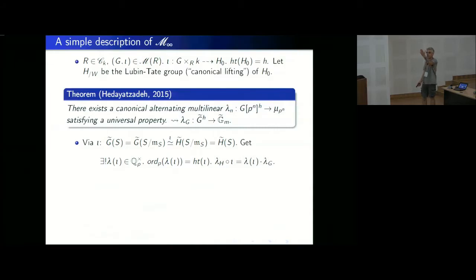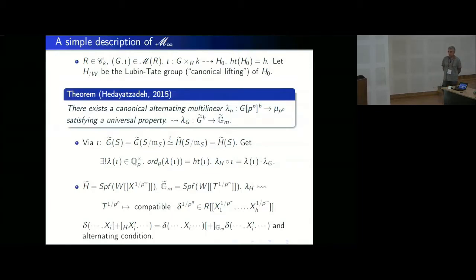So H is our fixed Lubin-Tate group lifting of H0, and G is an arbitrary deformation. And it is easy to see that if you compare the maps that you get from this theorem for H and for G, they should be equal up to a scaling factor, and this scaling factor I call lambda of iota. And in fact, if iota is not only a quasi-isogeny but an isomorphism, really, so if it is of height 0, then this is in Zp star.